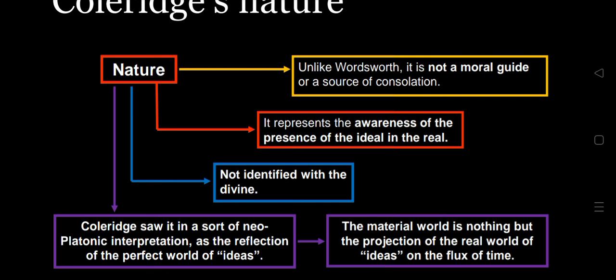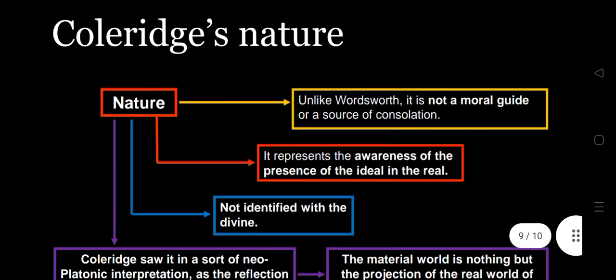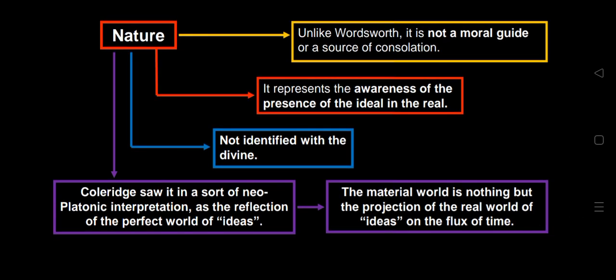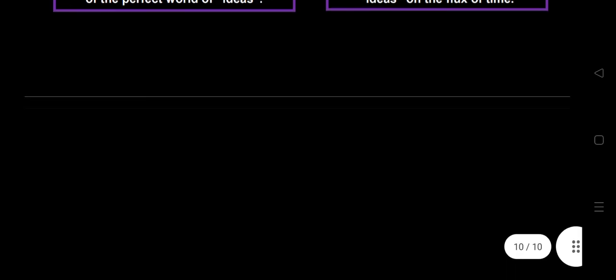In his Ode, Dejection: An Ode, we'll see how inner nature affects our behavior and actions. It represents the awareness of the presence of the ideal in the real, and is not identified with the divine. Coleridge saw it in a sort of Neoplatonic interpretation as the reflection of the perfect world of ideas. He believed that the material world is nothing but the projection of the real world of ideas on the flux of time.